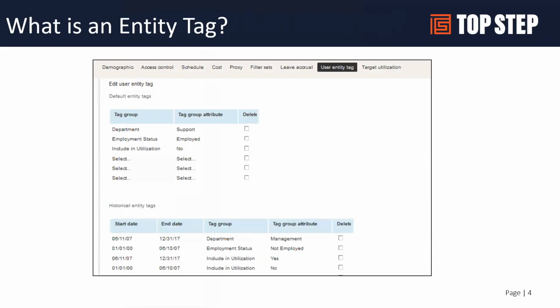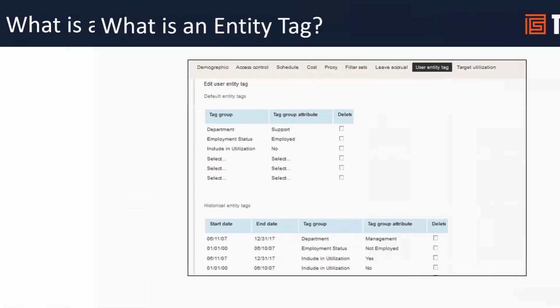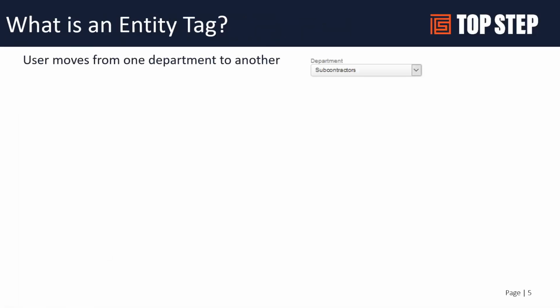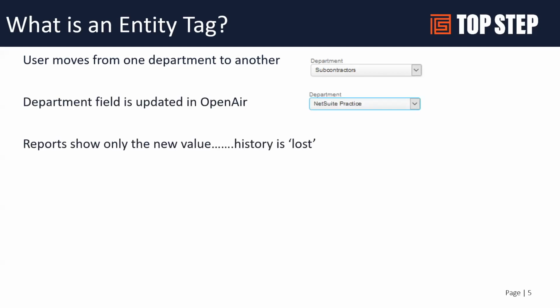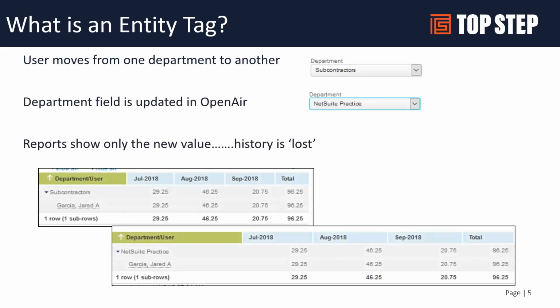All right, and then here we have our different components of the tag values. We have our default tag, and then we have the historical entity tags that add our start and end dates. And then we can move users from one value to another and track that over time, unlike a regular drop-down menu, which loses that historical data.